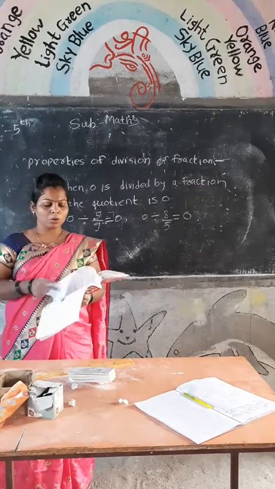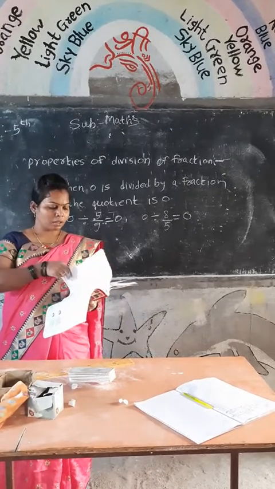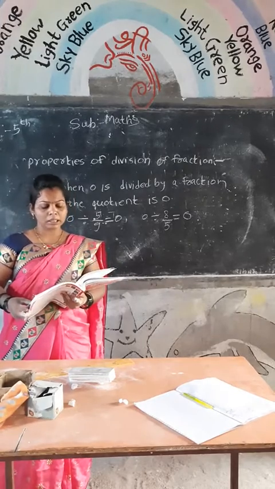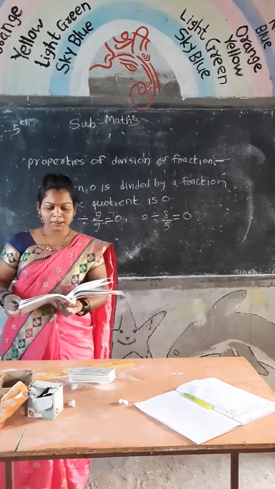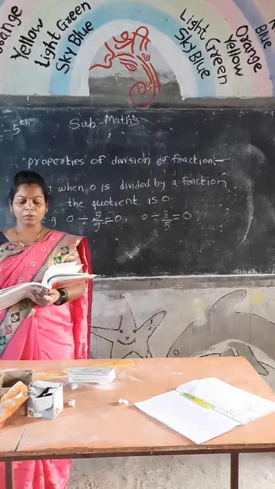Here we finish our fourth topic. In the next lecture we start our next chapter, the fifth chapter. The fifth chapter name is decimals. We start from the next period. Okay, thank you.